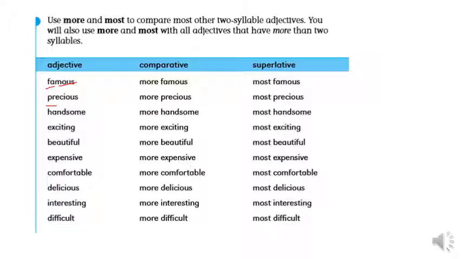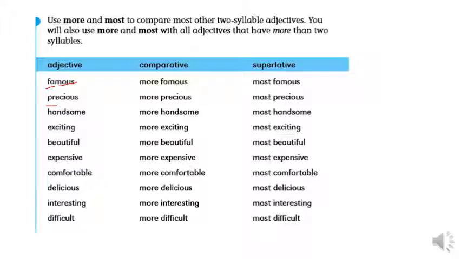Beautiful, 3 syllables. More beautiful, most beautiful. Expensive, 3 syllables. More expensive, most expensive. Comfortable, 3 syllables. More comfortable, most comfortable. Delicious, more delicious, most delicious. Interesting, I have 4 syllables here, يعني 4 sounds. يعني I can divide the word into 4 sounds.